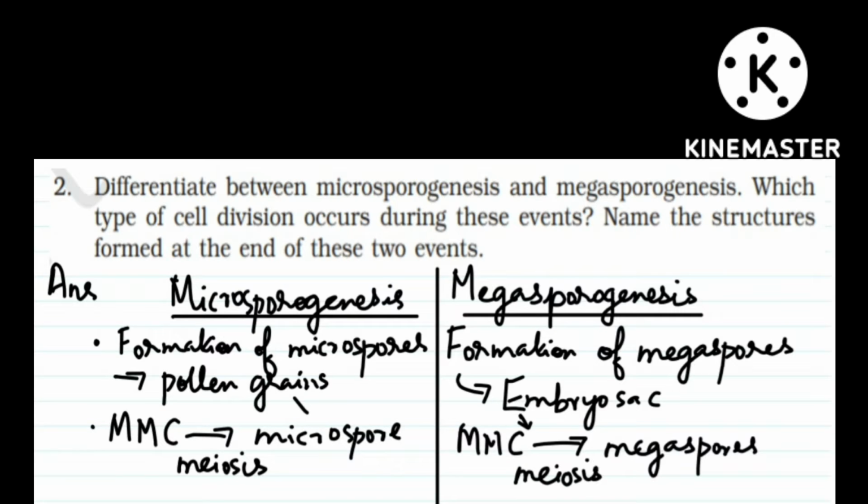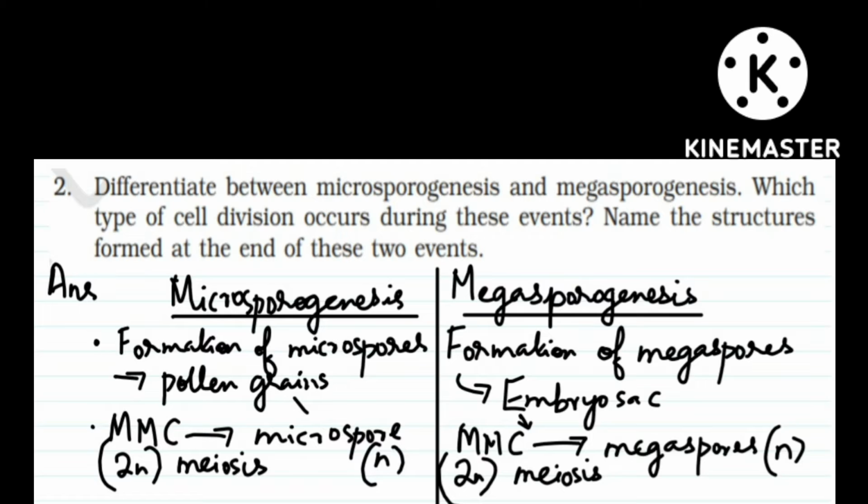Because it's a reduction division, the megaspore mother cell is diploid and megaspores are haploid. Similarly, microspore mother cells are also diploid, and when they become microspores, they are haploid. So it is a reduction division, meiosis.